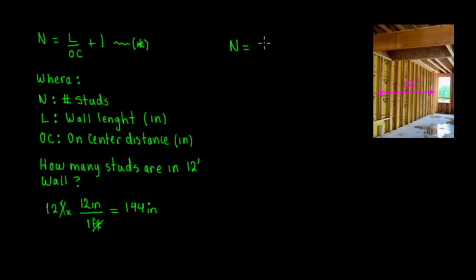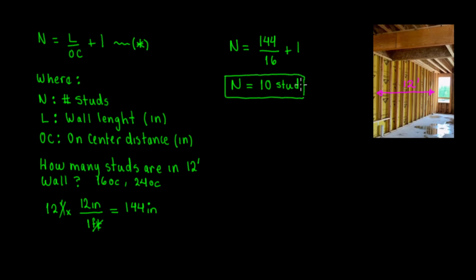So what is N? N is going to be equal to L, which is 144 inches, divided by OC. My OC is 16. In this case, we're going to do this calculation for 16 OC, and we're going to make another one for 24 OC, right? So this is the first example, for 16 OC, plus 1. All right, if we do the calculation, the number of studs in a 12 feet wall is going to be, let's do the math, 10 studs. There we go.